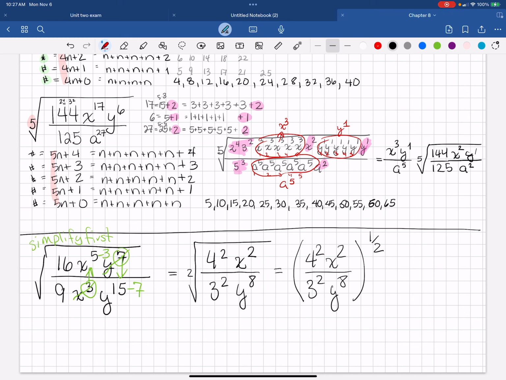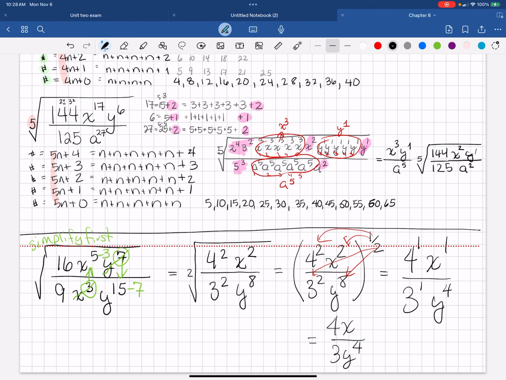And I know that I have to distribute this power to all of them, and I get a 4 to the 1, x to the 1 over 3 to the 1, y to the 4th. So we could say this is 4x over 3y to the 4th.